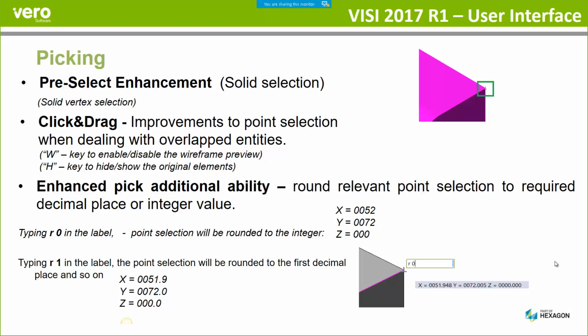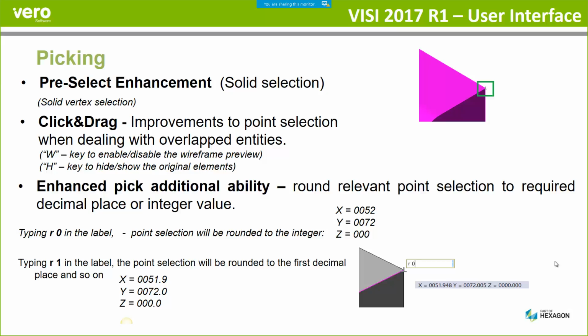Now, within the enhanced pick, there's an added ability. The video will show this better than I'll probably describe it, to be honest. But if you're adding dimensions or you're creating geometry using the freehand option, this next function will help you position it, rounding the figures to significant figures.